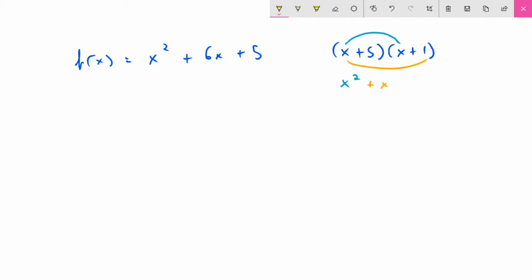Then you have to multiply the inside values. 5 times x. What is 5 times x? That's 5x, so plus 5x. And then lastly, you'd have to multiply the last values. That's 5 times 1. What is 5 times 1?